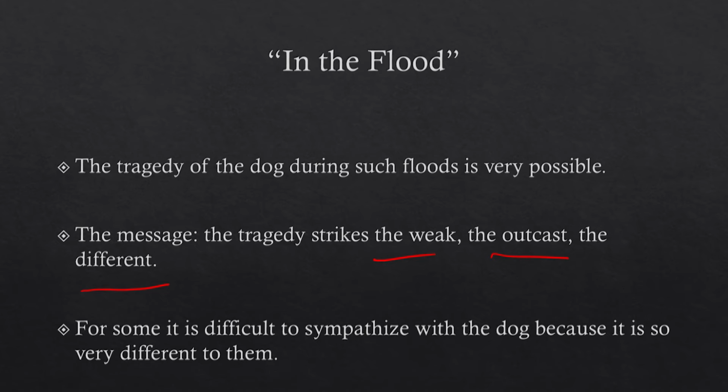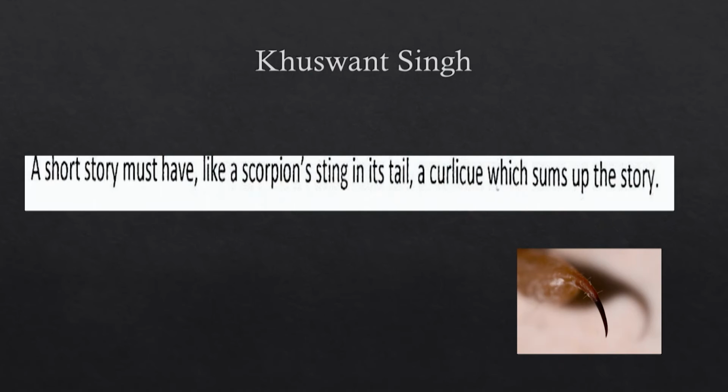So, it is difficult for people to sympathize with the dog because it is very, very different to them. So, we need to keep that in mind. The last point that Khushwant Singh suggests is that a great short story must have a scorpion sting in its tail, a curlicue which sums up the story. A curlicue is nothing but a curl, a twist, which would sum up the story in a thematic fashion or in an ideological way. Now, let us look at the twist in the Flood.